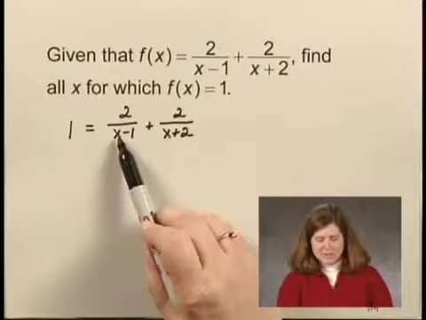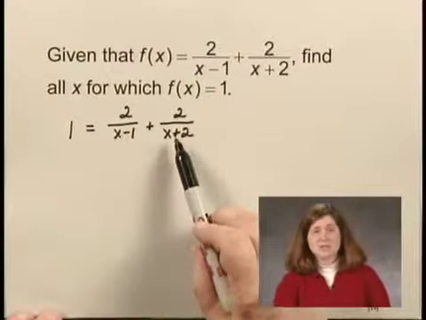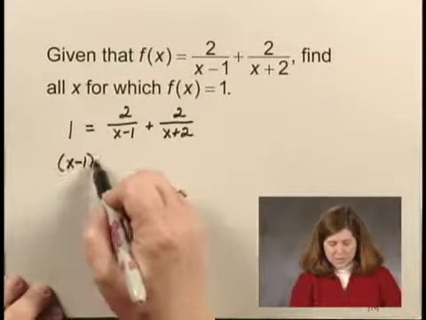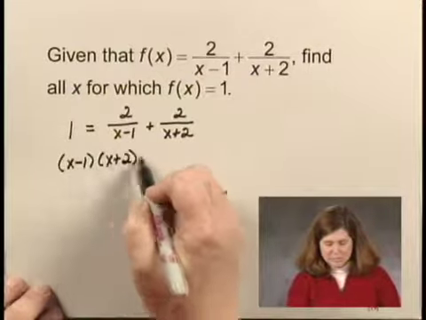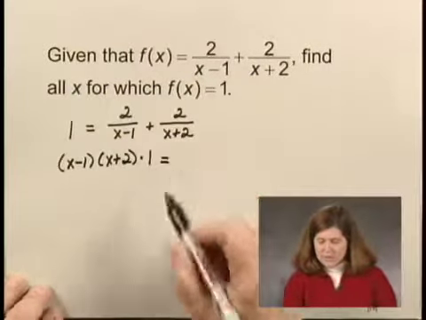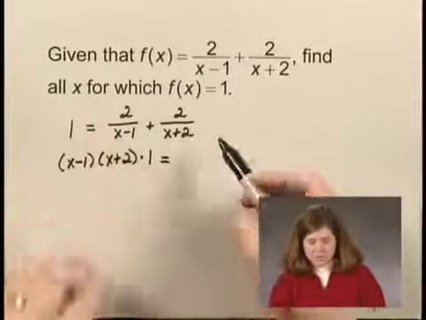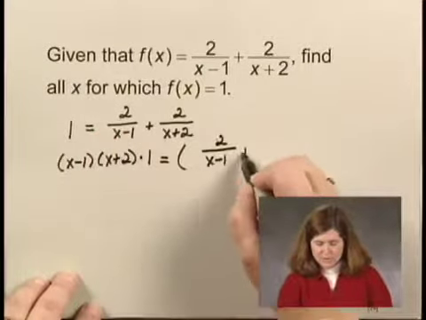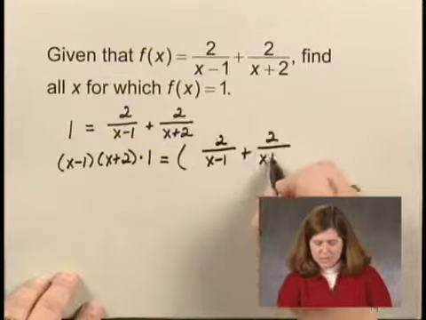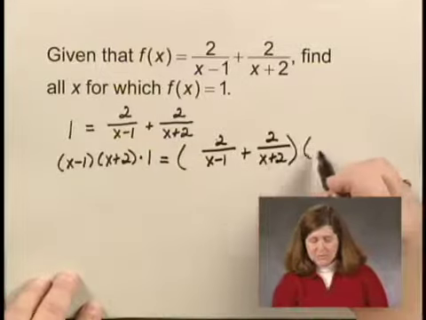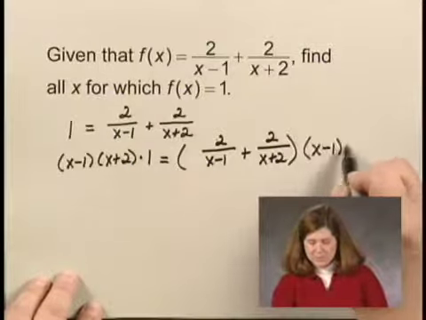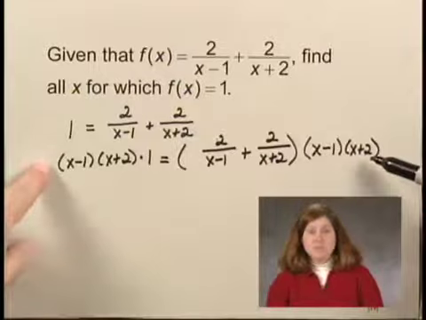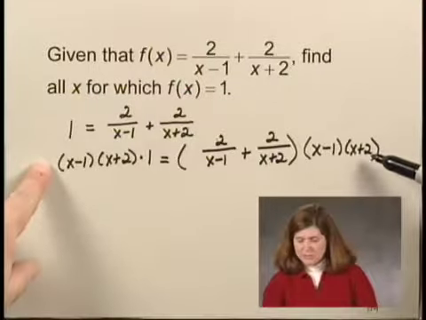The least common multiple is x minus 1 times x plus 2. So I multiply 1 by x minus 1 times x plus 2. And I multiply this side of the equation, which is 2 over x minus 1 plus 2 over x plus 2, times the least common multiple x minus 1 times x plus 2. This is multiplying both sides of an equation by the same expression.